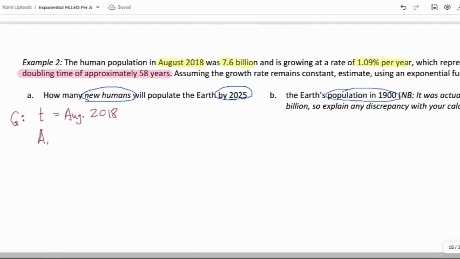Because A naught is 7.6, right? So I'm going to say T naught or T0, right? So time starts at this time. If I have 7.6 billion, how do I write that in scientific notation? 7.6, 10 to the power of what? What's million? Okay, so what's billion? Good.